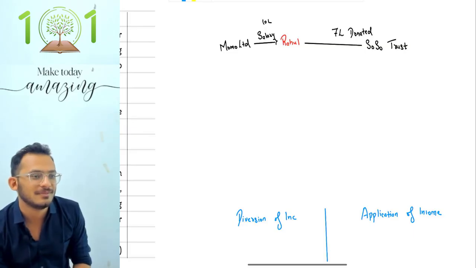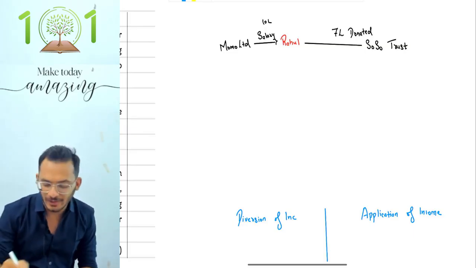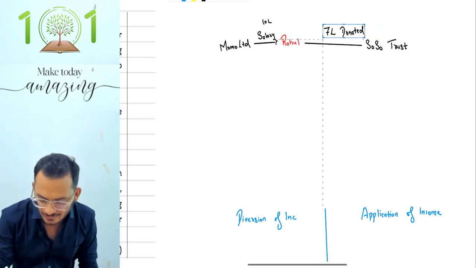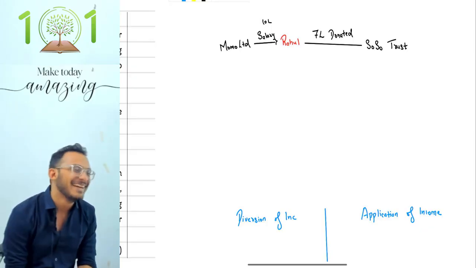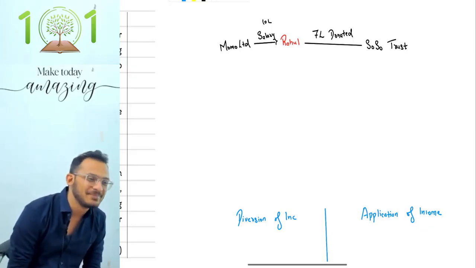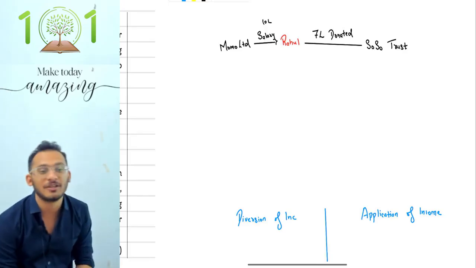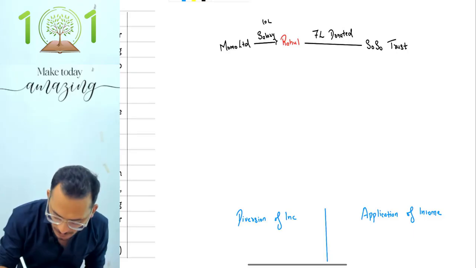What is application of income? So income is what? Revenue minus expense, right? Tell me people, what is my income? 10 lakhs? Are we sure? Yes, good. I am going to follow the same example.